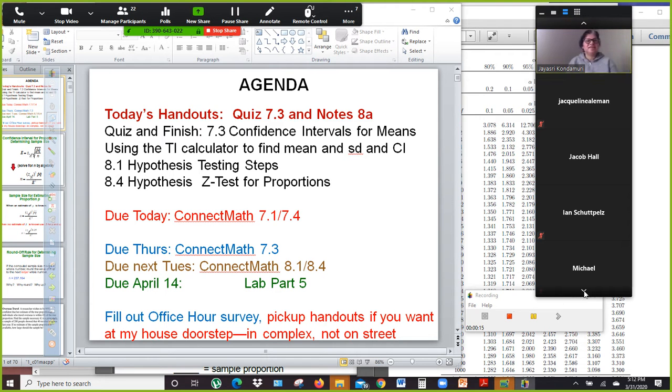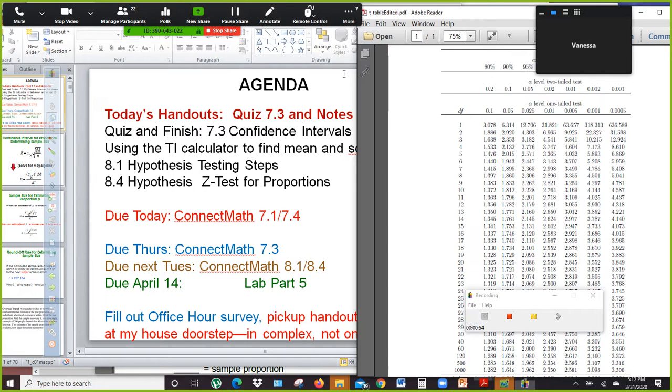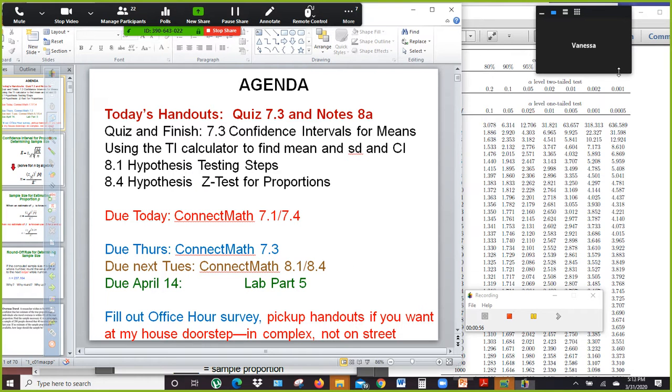Agenda. Today's handouts: Quiz 7.3 and Notes 8A. Quiz and finish 7.3 confidence intervals for mean, using the TI calculator to find the mean and the standard deviation, and the confidence interval. 8.1 hypothesis testing steps. 8.4 hypothesis z-test for proportion.